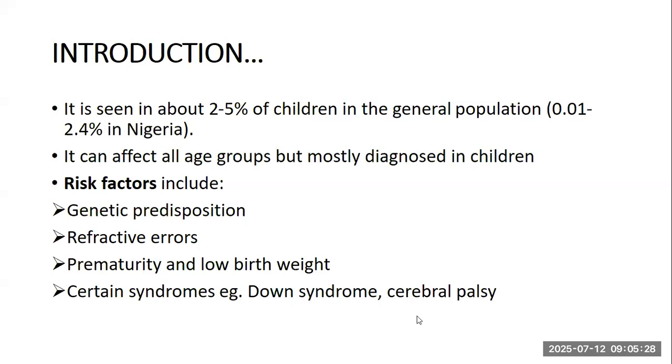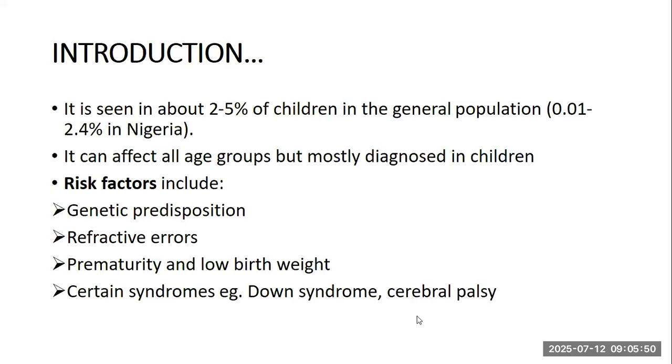All right. So strabismus is seen in about 2 to 5% of children in the world population. In Nigeria, the values I got were very diverse. So I just put it as from 0.01 to 2.4% in Nigeria. It can affect every age group, but is mostly diagnosed in children.